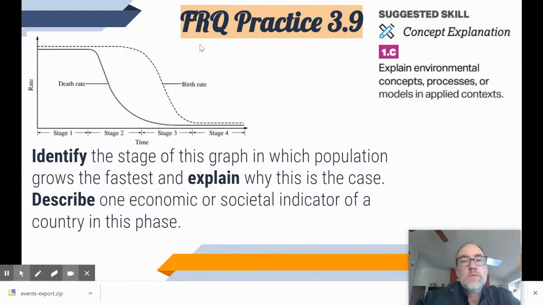Okay, FRQ practice 3.9. Identify the stage of this graph in which this population grows the fastest and explain why this is the case. Describe one economic or social indicator of a country in this phase.